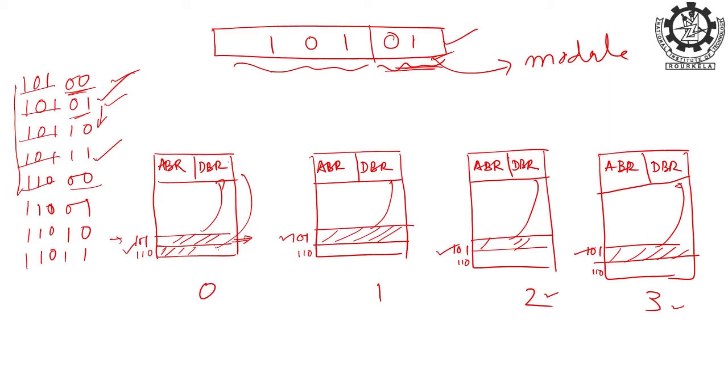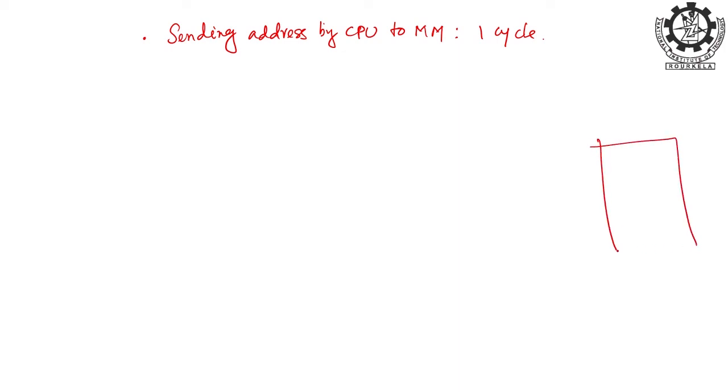Okay. So, here I need to write something. Some assumptions: let us say the CPU wants to access a particular word. So, the CPU will generate the address, and that address should be sent to the memory module. Let us say sending the address by the CPU to main memory takes 1 clock cycle.